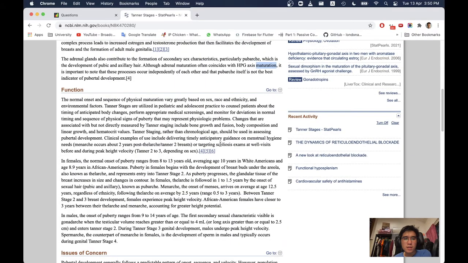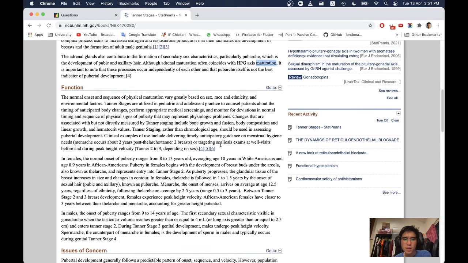The normal onset and sequence of physical maturation vary greatly based on sex, race, ethnicity, and environmental factors. Tanner stages are utilized in pediatric and adolescent practice to counsel patients about the timing of anticipated body changes, perform appropriate medical screenings, and monitor for deviations in normal timing and sequence of physical signs of puberty that may represent physiological problems. Changes that are associated with but not directly measured by Tanner staging include bone growth and fusion, body composition and linear growth, and hematocrit values.